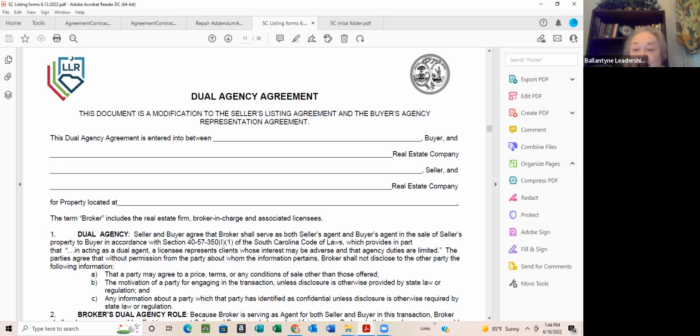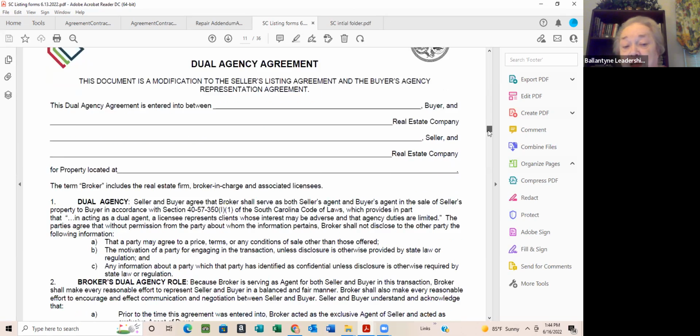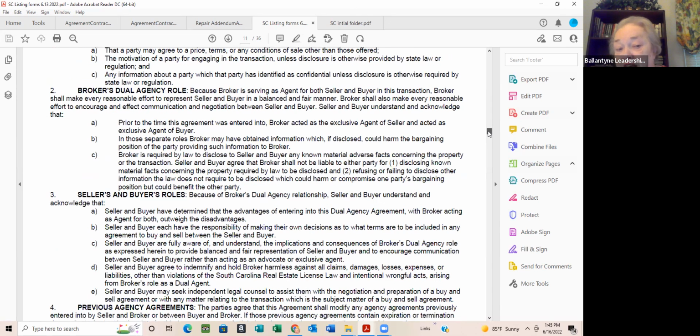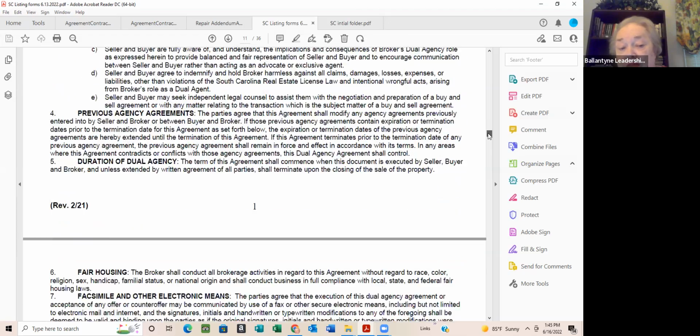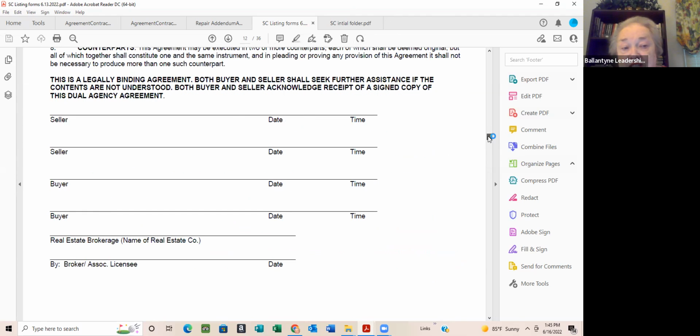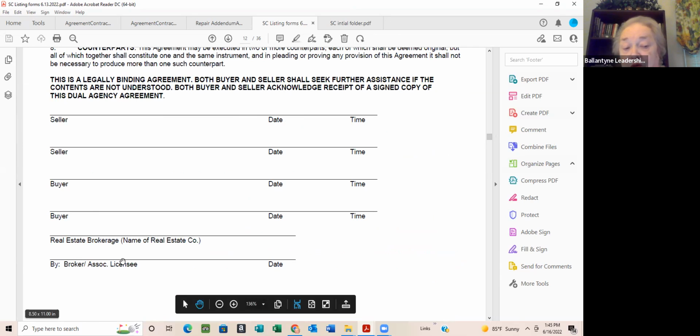This dual agency, it is pretty thorough. You don't have to go into every aspect of it, but again, assure your seller that when a buyer is identified and you're going to possibly present them an offer, you will go through this dual agency addendum very thoroughly with them. I wanted to point out that generally on the dual agency, you would have the brokerage name here, and broker or associated licensee, you can sign here.